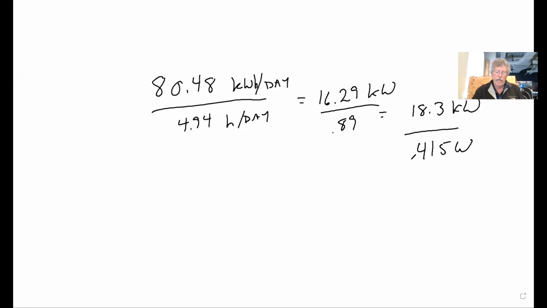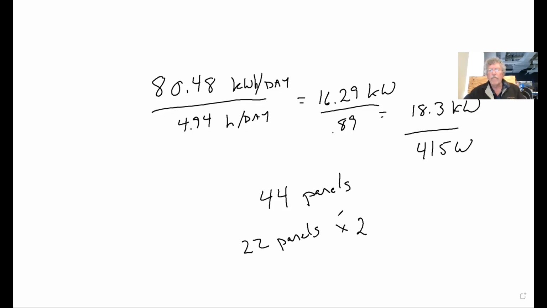Let me just double check that. 18,300 divided by 415 gives me 44 panels. All right, so I need 44 panels. Well, that's nice. So each array, it looks like, because I'm going to have 2 different arrays, essentially, because I'm feeding 2 different inverters, I'm just going to assume that each array is going to be 22 panels times 2. So this is how I've determined. I'm just balancing. You don't have to balance the arrays, but I'm going to do that just for convenience sake.